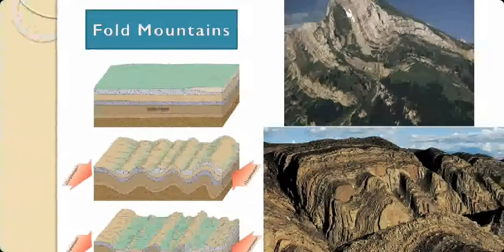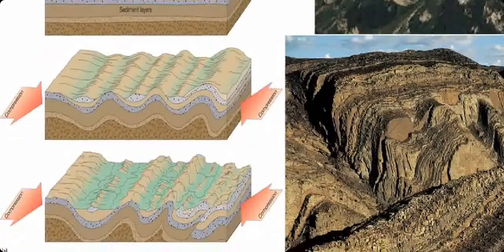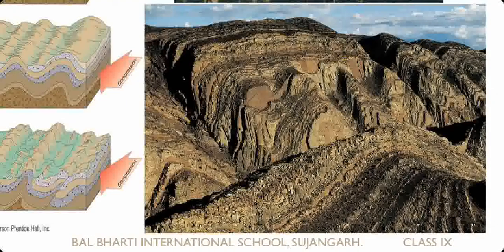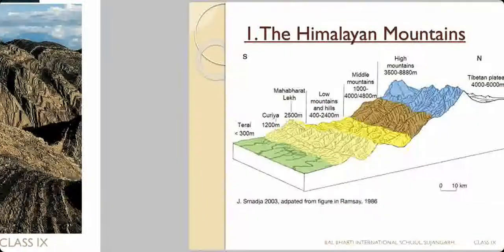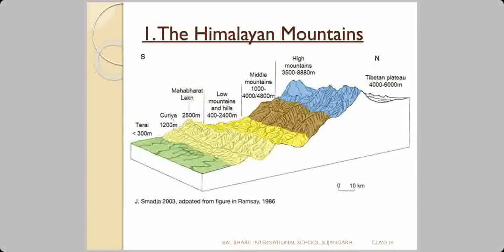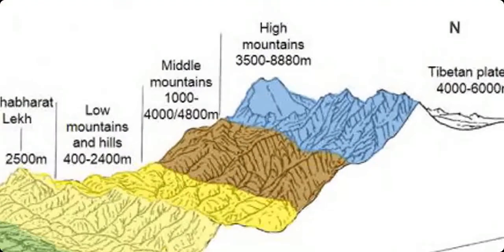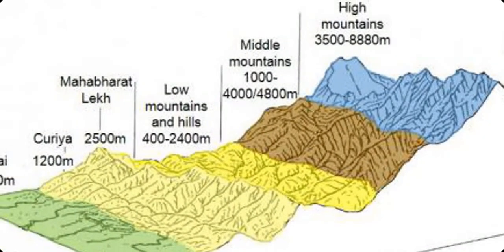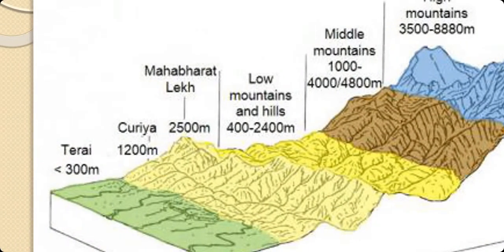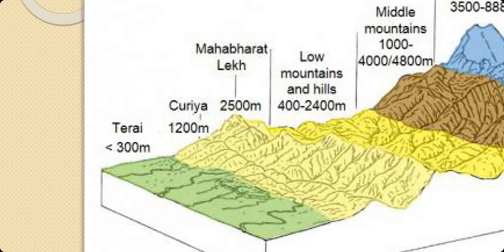Just a recap of the last video: these are known as fold mountains because of the folding of the rocks. These rocks have folded but not broken, and the Himalayas are classified as fold mountains. In this slide, on the right-hand side we have the Himalayas forming, and behind that is the Tibetan plateau. We have the middle Himalayas, which are lesser in height, then the low mountains and hills, and then the plains.